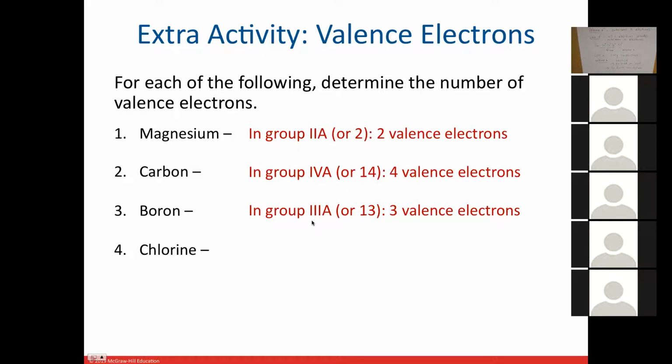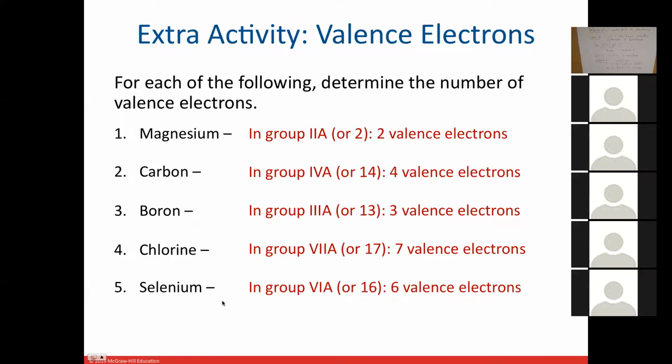Chlorine, element number 17. What group is it in? 7A. So how many valence electrons? 7. That's not bad, huh? Selenium is element number 34. What group is that in? 6A. So therefore, 6. If I put a test question like that, hopefully that would be an easy question.